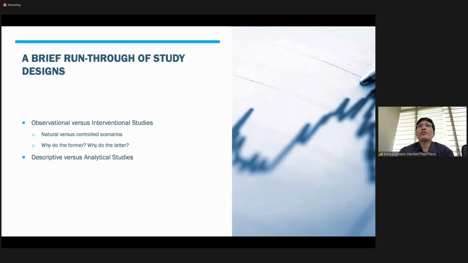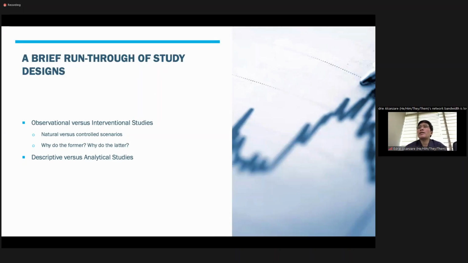So let's have a brief run through of study designs. Okay. In general, there are two kinds of study designs. You have your observational versus your interventional studies. And these two are basically ones where you just, as the name already says, look at or observe a certain variable, a certain population or a certain sample of the population. And ones where you actually introduce another variable and see its effects or outcomes in a sample or in a population. So these are natural versus controlled scenarios.